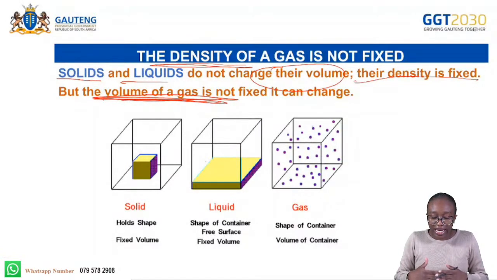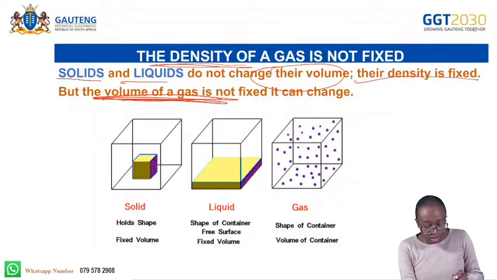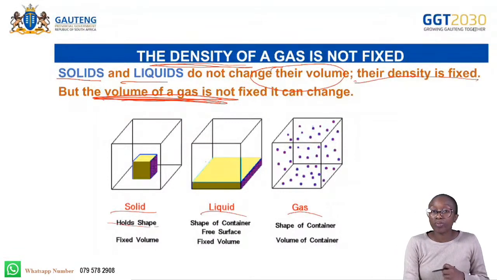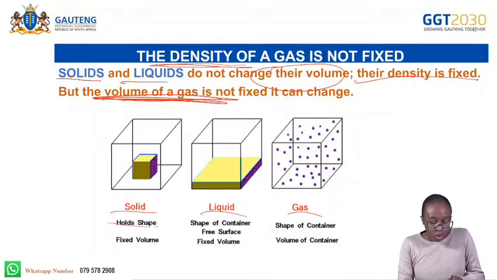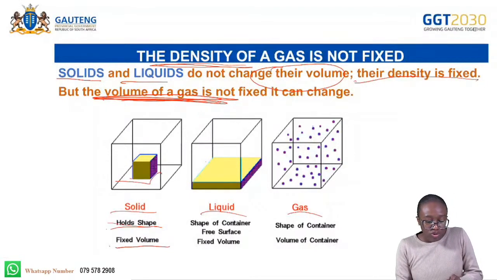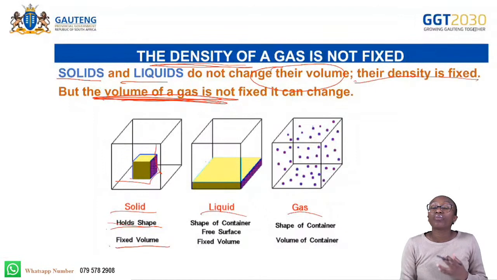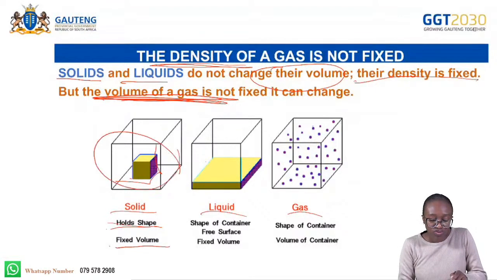It can change. If we look at these three pictures, we've got a solid here, a liquid, and a gas. The solid will hold its shape. Holding its shape means holding its volume, holding the amount of space that it is taking up. So it holds its shape, which gives it a fixed volume. If you multiply your length times your width times your height, you still come up with the same volume.